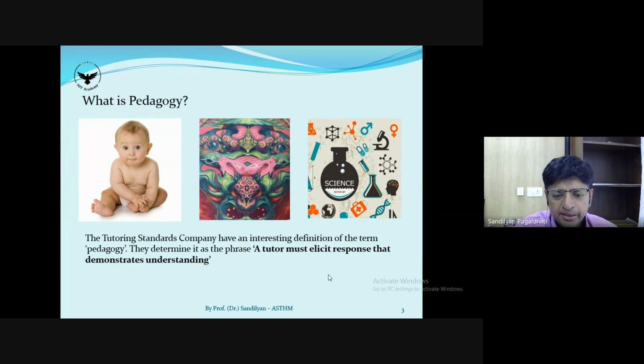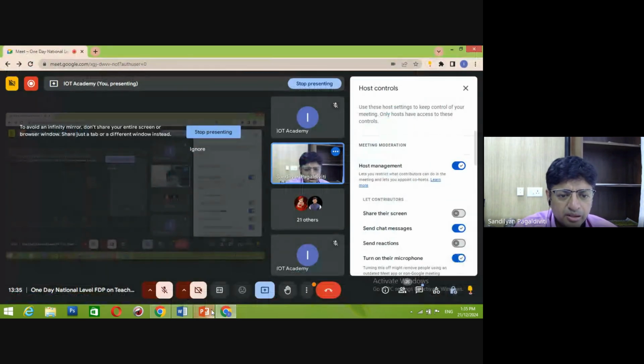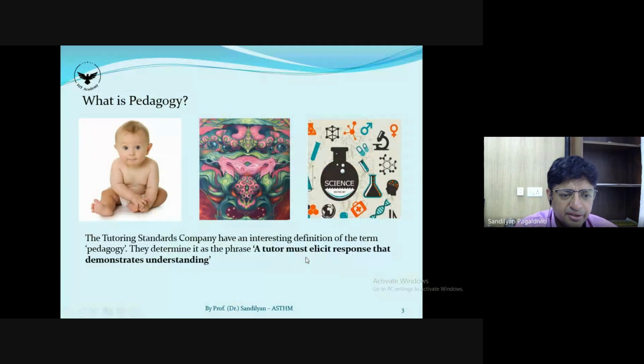Now I can see that we have about 23 odd participants. In the slide, you can see there are three pictures. Can anyone please tell me what you understand by this slide? The three pictures, what do they stand for? You can put your thoughts in the chat box. Whatever comes to your mind seeing the three pictures, please put down on the chat box.